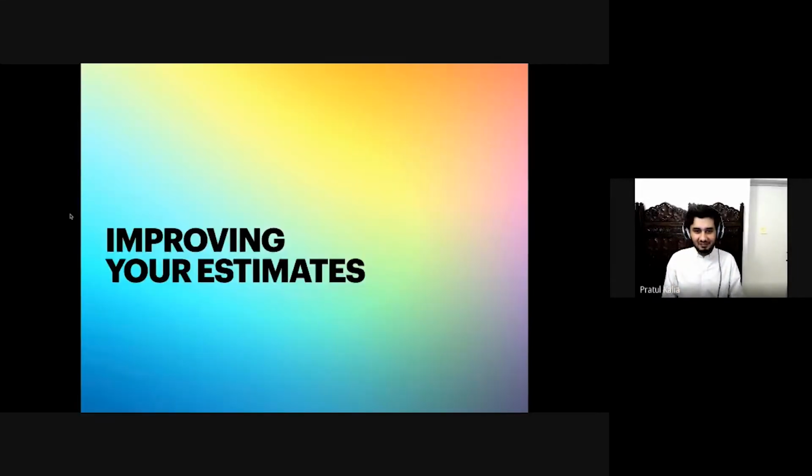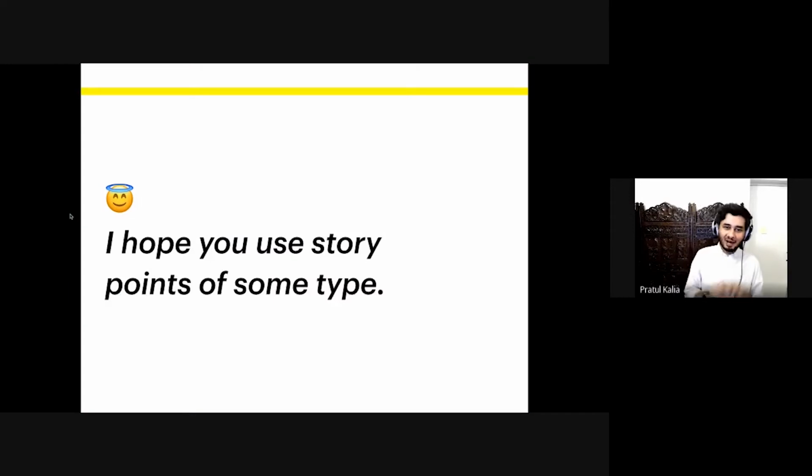Anyway, important point. We've gone through what an estimate is, what a target is, how poor estimates unfortunately impact our lives, and what actually impacts those estimates. Now, how do we improve these estimates? For this section of the talk, I'm hoping you use story points of some type when you're building software. If you're not, I would recommend that you go read up about them, because this section is going to be a little more complicated to understand. But bear with me.